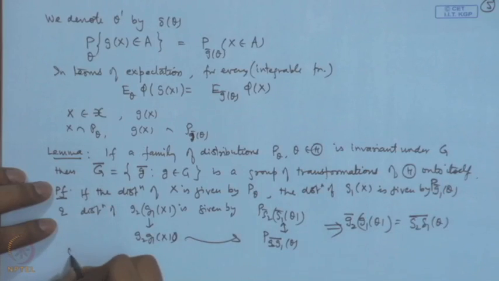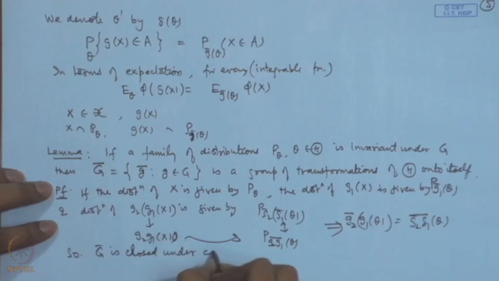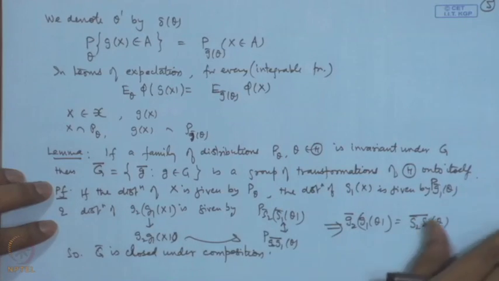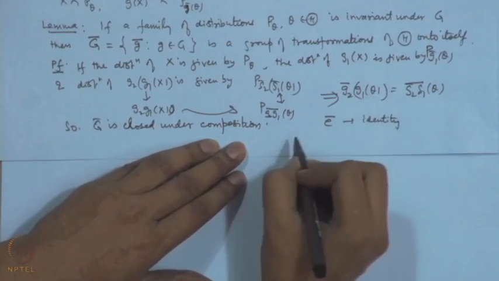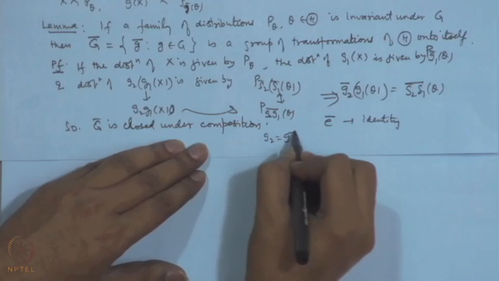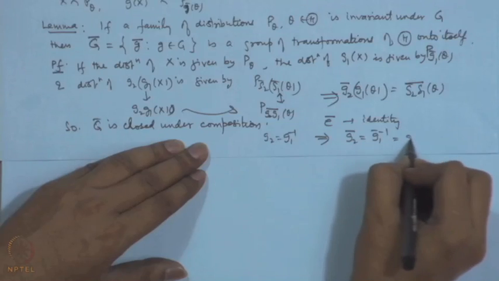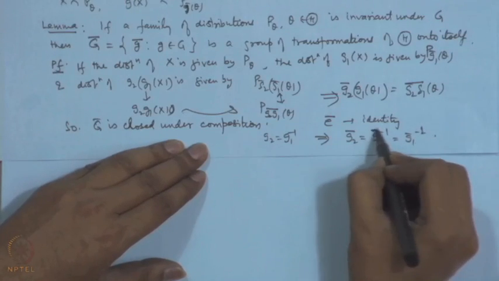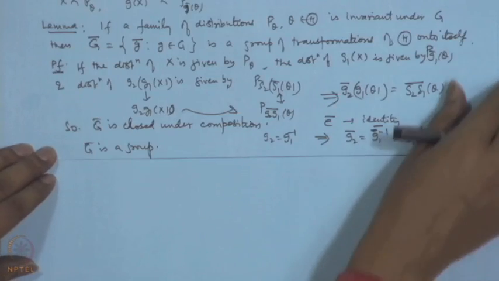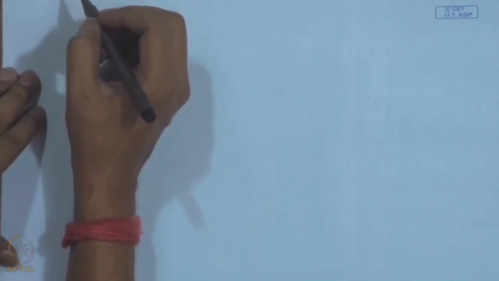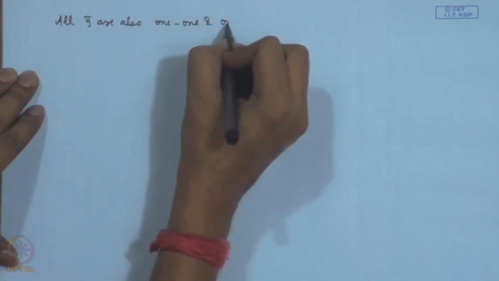So, closure property is satisfied, G bar is closed under composition. Now, if we consider e bar, that is the identity element, and if we choose here g 2 is equal to g 1 inverse, then what you will get? g 2 bar is equal to g 1 inverse bar, that is equal to g 1 bar inverse. So, this implies that G bar is a group. So, all g bar are also 1 to 1 and onto.